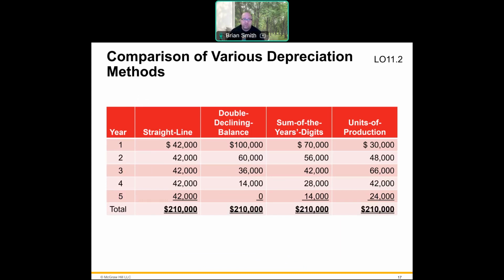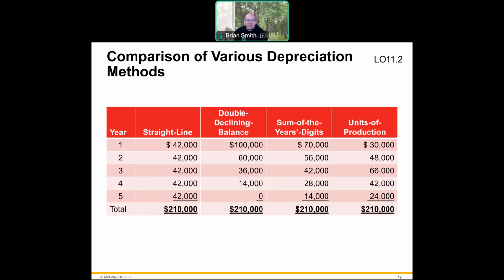So here's your comparison of various depreciation methods, and I don't care which depreciation method you use, you're going to end up with the same total amount of depreciation for each one of them. So if you ever go to work for someone and they say, yeah, we're going to use the sum of years digits, just look at them with a very inquisitive look on your face and simply ask why. And they're not going to have a good reason for it, because there's really no good reason.